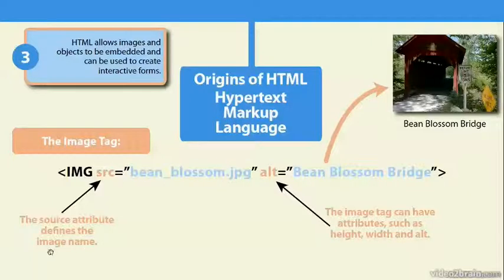So the source attribute defines the image name, and the image tag can have attributes such as height, width, and alt as well. We've added two: source and alt, but there are other ones you can add as well.